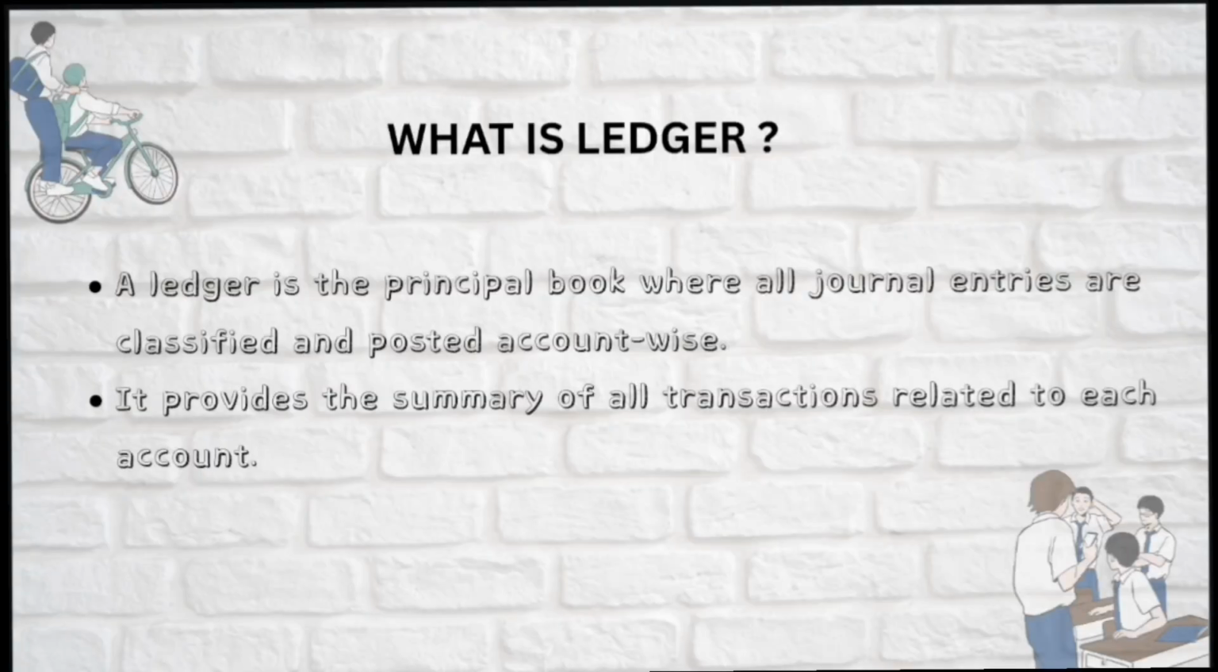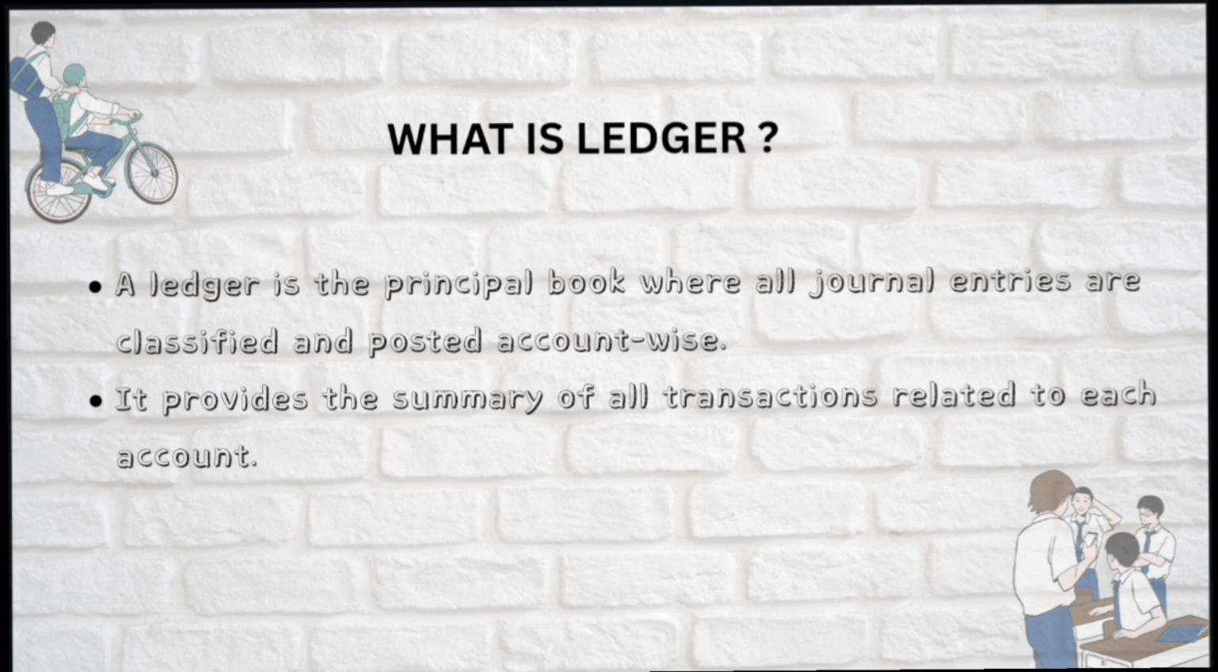What is a ledger? A ledger is the principal book where all the journal entries are classified and posted account wise. It provides the summary of all the transactions related to each account. So what it means is, first of all, think of the ledger as a big notebook where we can create one separate page for each account.